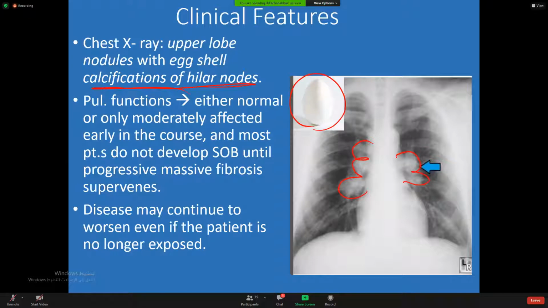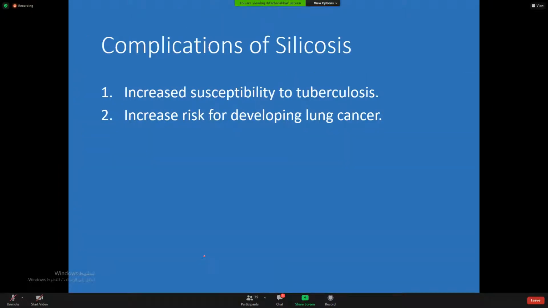Okay, pulmonary functions are initially normal, but with the passage of time, the patient can develop progressive massive fibrosis, and then the pulmonary functions are going to drop as the disease progresses. As with the other pneumoconioses, the disease can continue to worsen even if the patient has no longer exposure to silica.